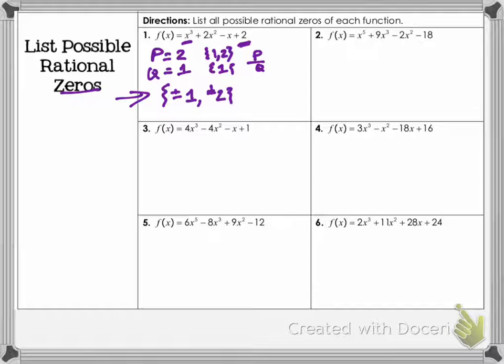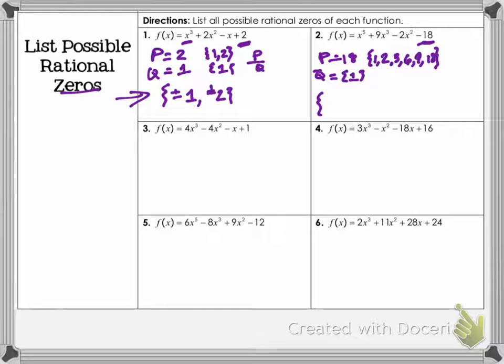So, okay, let's look at number 2. We have an 18, so that's P, and that has quite a few factors. 1 times 18, and then 2 times 9, and then 3 times 6, and then you would do the backwards 6 times 3, and 9 times 2, and 18 times 1. Okay, so those are all the possible factors of P, and then Q is 1. So it's just going to be all of these over 1.